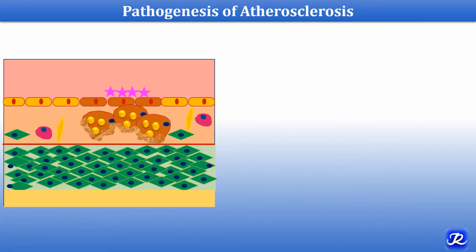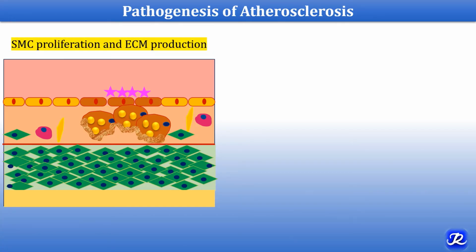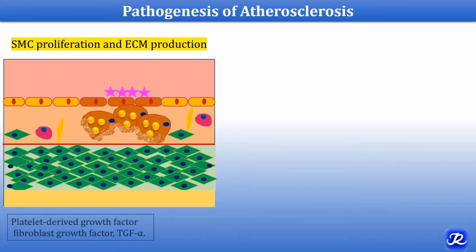The next event in the pathogenesis of atherosclerosis is smooth muscle proliferation and extracellular matrix production. Platelet-derived growth factor, fibroblast growth factor, TGF-alpha are implicated in this process. So there is smooth muscle cell proliferation in the tunica intima, and these smooth muscle cells produce extracellular matrix, mainly collagen, and it converts fatty streak into mature atheroma.